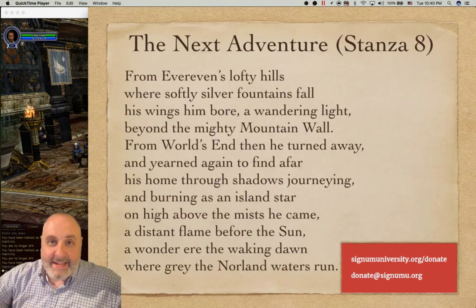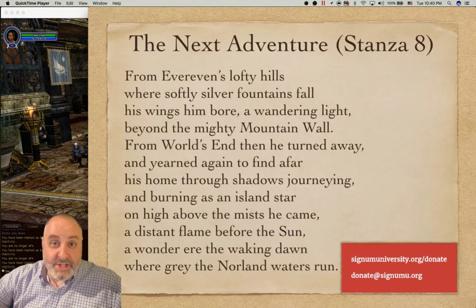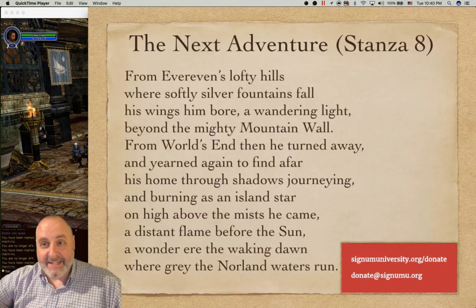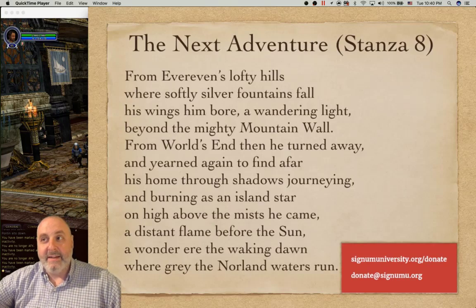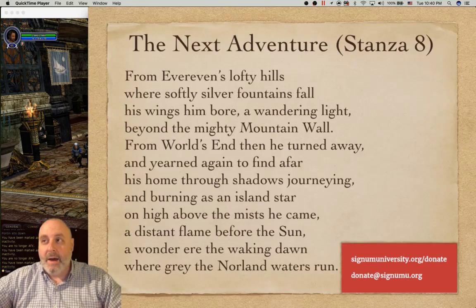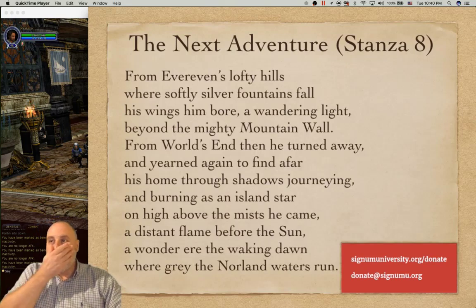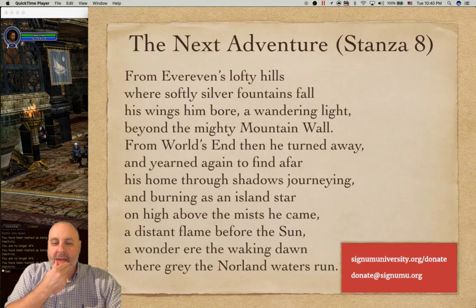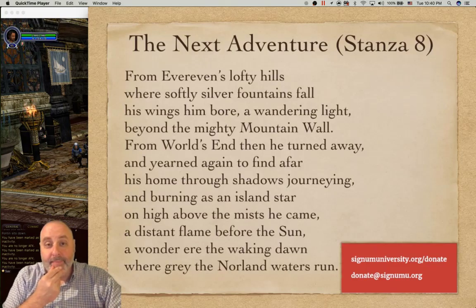But that's not what's going to happen. What's going to happen is he's going to find his home afar. That is, he's going to find it from a great distance, right? He's going to see it from way, way far away. And they're going to see him.